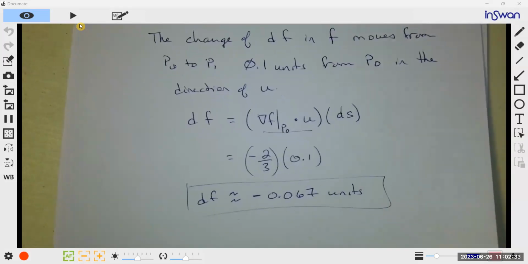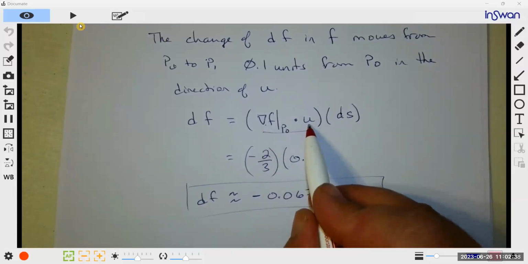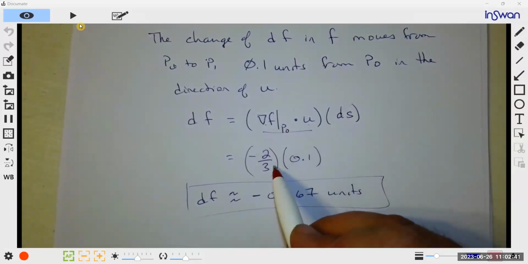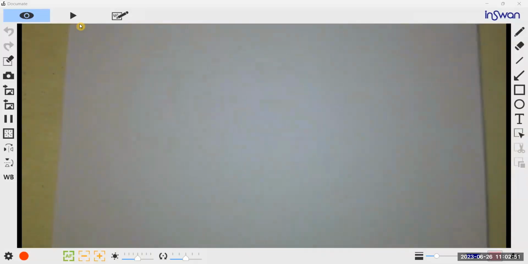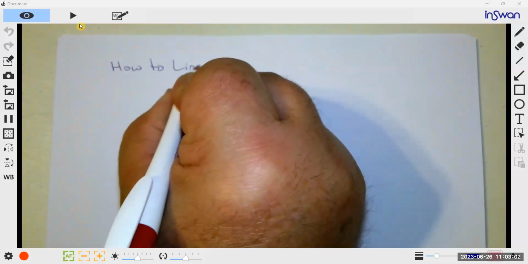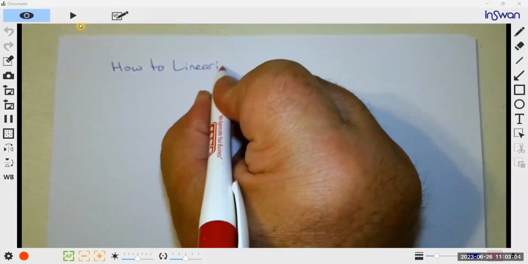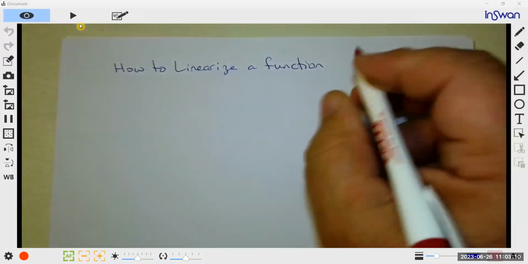All right. Again, we've known how to find del f. We know how to find u. We know how to find the dot product. Just multiply by whatever change we have. Okay. Let's look at how we linearize a function with two variables.